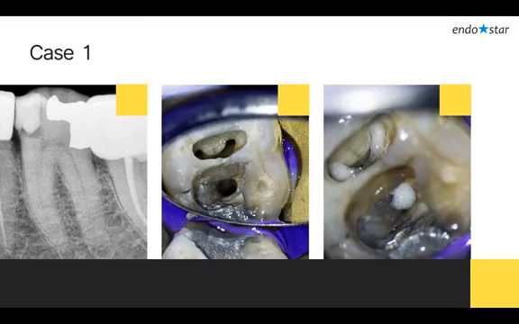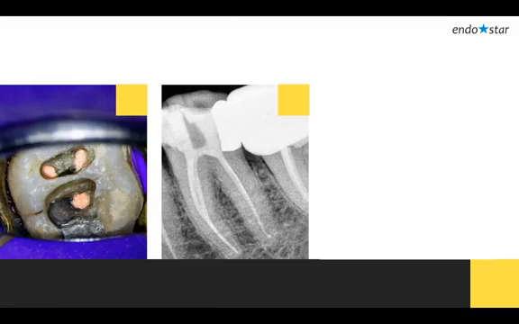Okay, this is one of the cases I did recently. You can see it was already heavily restored, so I wanted to preserve as much dentine as possible. Here I've accessed the canals through separate orifice-directed accesses and preserved this part of dentine in the middle. This is the final result.